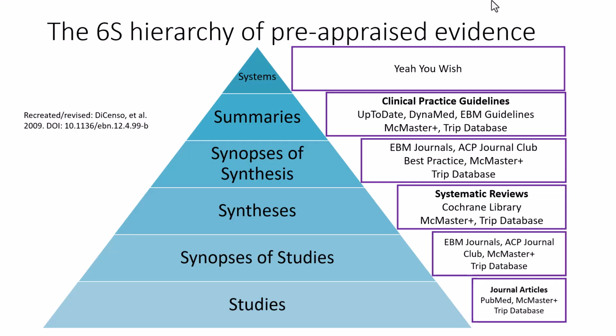Let's take you to the pyramid. Well, because you cannot go to the pyramid really, I mean you cannot go to Egypt, we brought the pyramid to you. Here we have the pyramid of levels of evidence, or let's say pre-appraised evidence. On top we have systems. Systems are there so that you could ask your clinical question and get an evidence-based answer. If you think we've got that, well, we wish. We haven't got it yet.